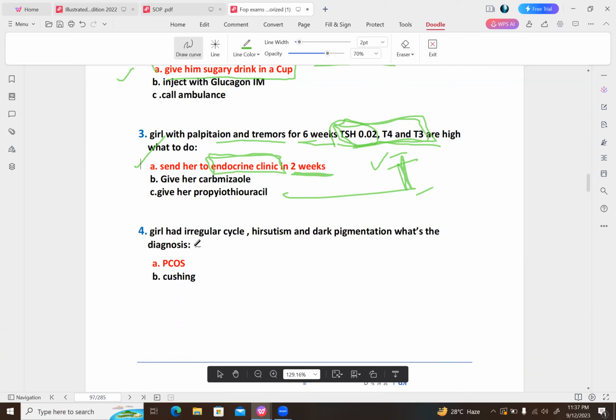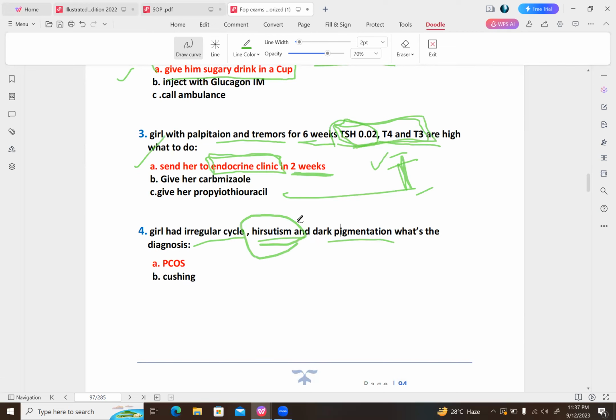Next question is with the irregular cycle, hirsutism and dark pigmentation. This hirsutism, irregular cycle, dark pigmentation, it is the polycystic ovarian syndrome, PCOS. Okay.